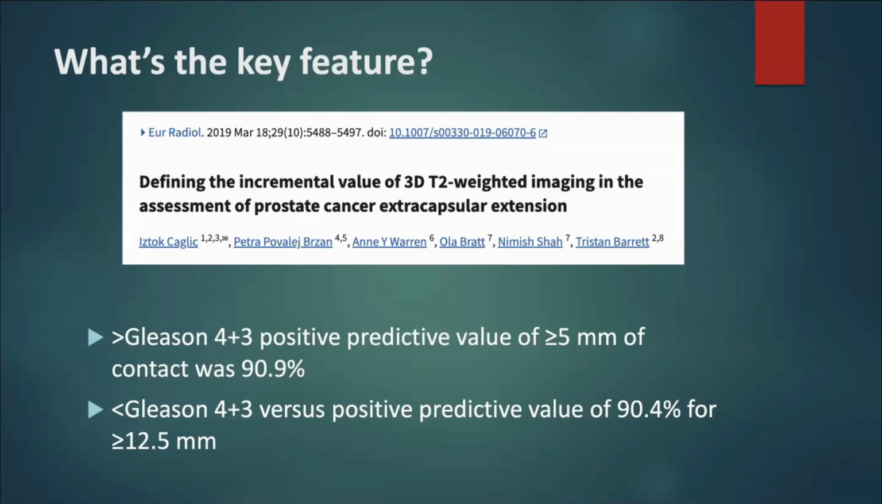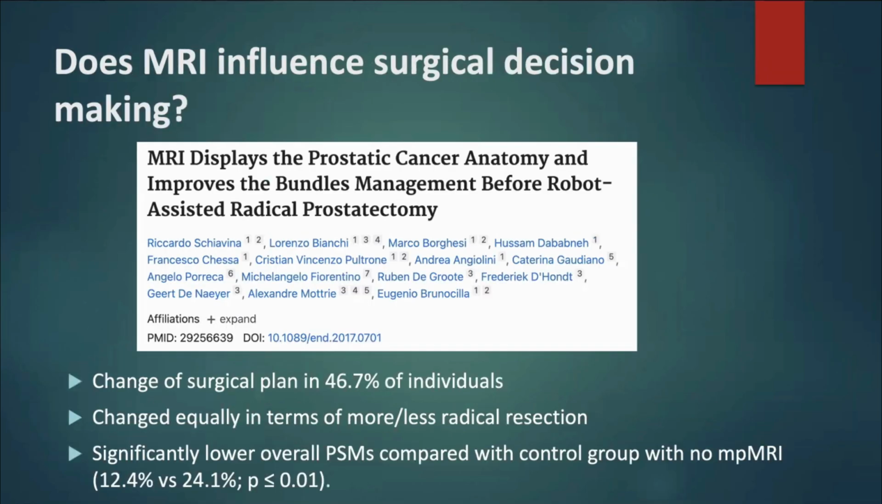And if you had less than grade group 3 disease, if you had capsular contact of greater than 12.5 millimeters, there was a positive predictive value of 90.4%. So I think analysing our own MRI can help influence, or should help influence, surgical planning? So I suppose then the next question is, does it influence surgical decision making?